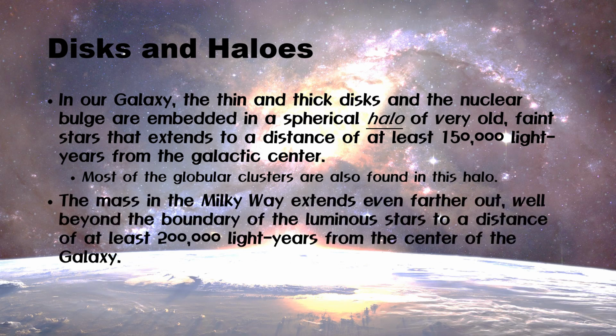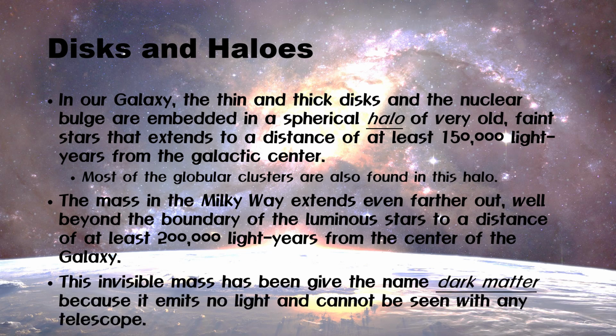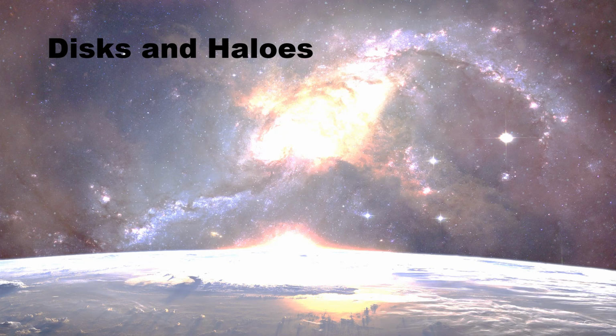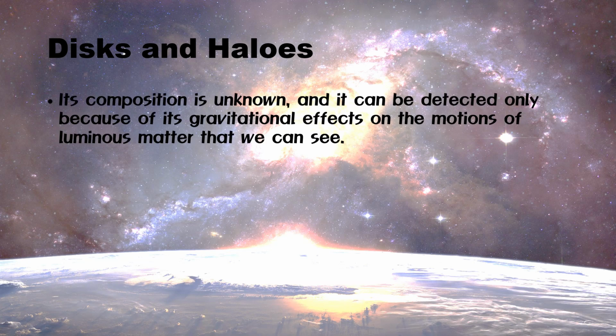The mass of the Milky Way extends even further out, well beyond the boundary of the luminous stars, to a distance of about 200,000 light years from the center of the galaxy. This invisible mass has been given the name dark matter because it emits no light and cannot be seen with any telescope. Its composition is unknown, and it can be detected only because of its gravitational effects on the motions of luminous matter that we can see.